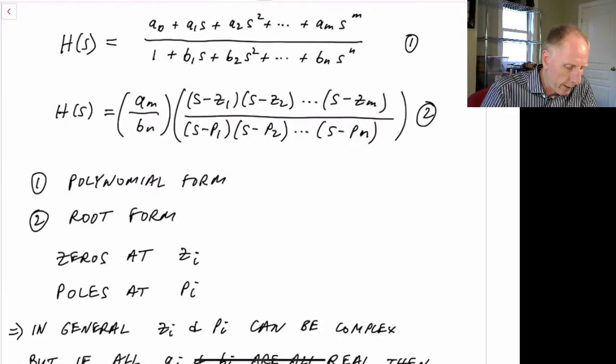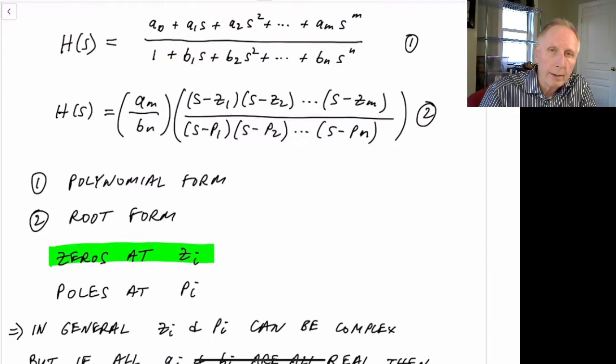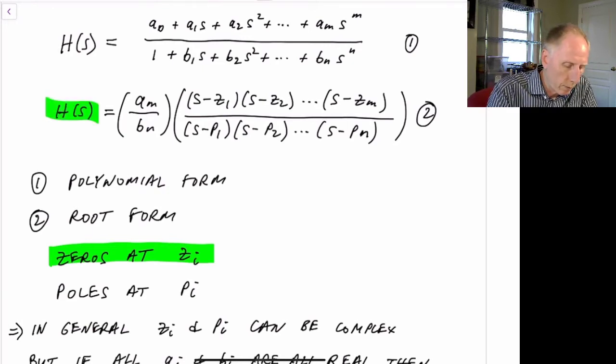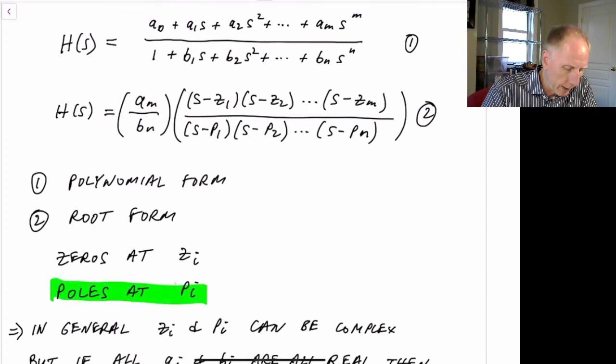So what we find is that in root form, our zeros are at z sub i. So in other words, the transfer function here, H of s, goes to 0 when s is equal to z1, also goes to 0 when s is equal to z2, or when s is equal to z sub m. So at each z sub i, the zeros occur for the transfer function. We also say it has poles at p sub i because H of s goes to infinity when s is equal to p1, or when s is equal to p2, or s is equal to p sub n. So those become the poles of our system.